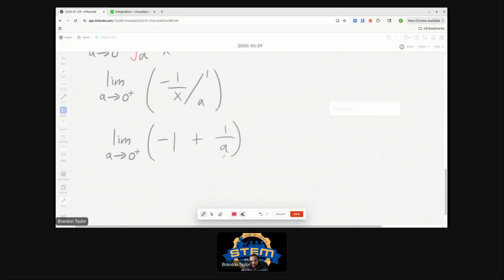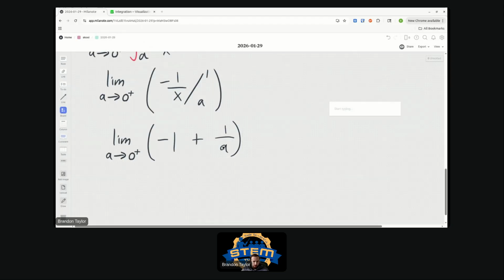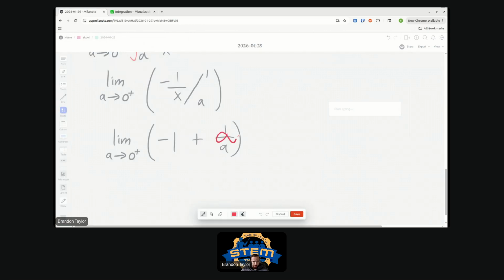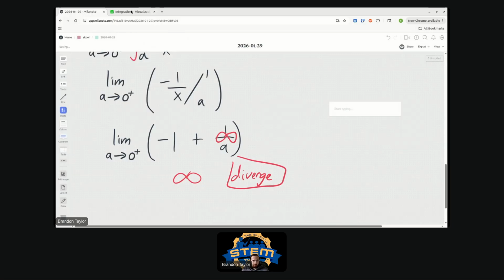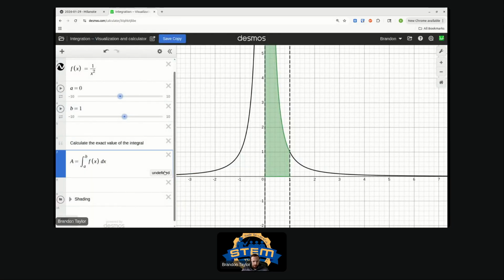So here, what happens as the denominator approaches 0 from the right? So like 0.1, 0.01, 0.001, 0.0001. I mean, hopefully you can tell that this thing's actually going to blow up to infinity. So the whole thing will blow up to infinity. That's why we get diverge. The diverge is the answer in this case. And that's why, by the way, Desmos already told us it's undefined. So there you go.